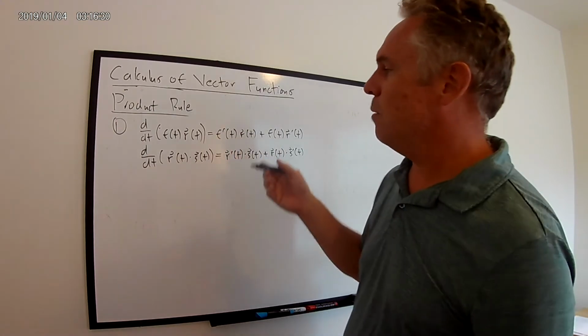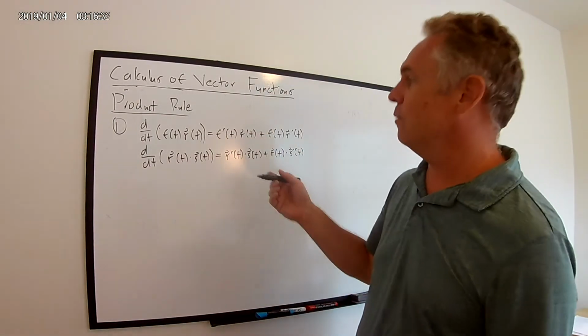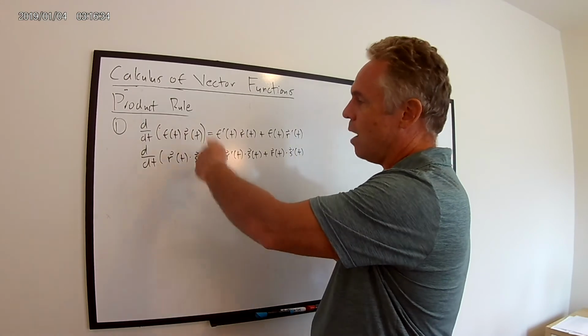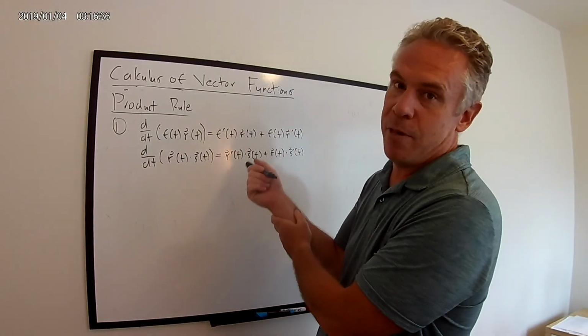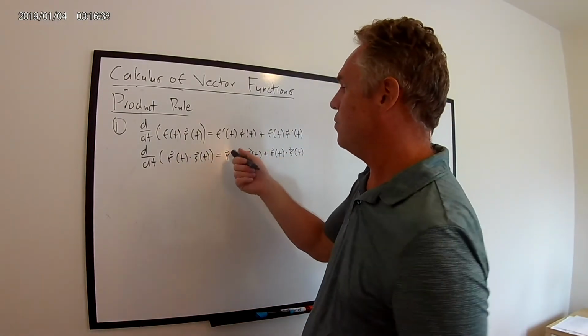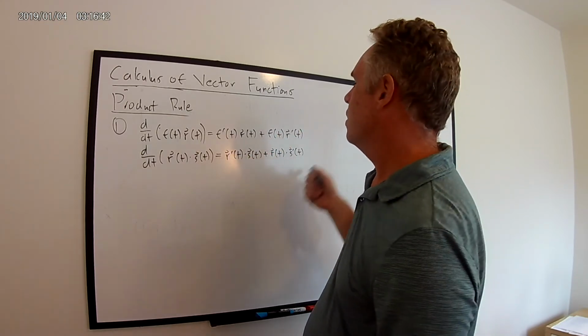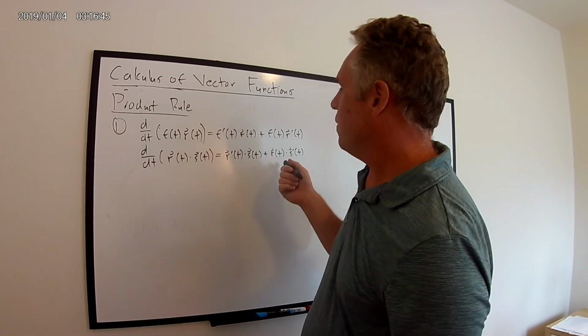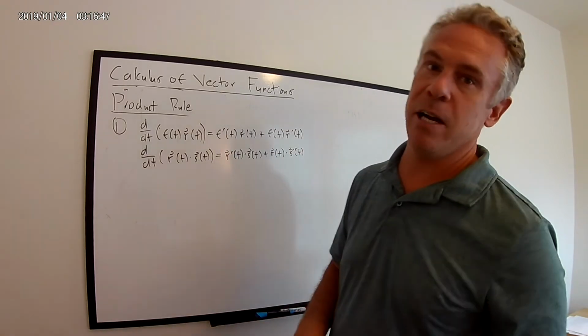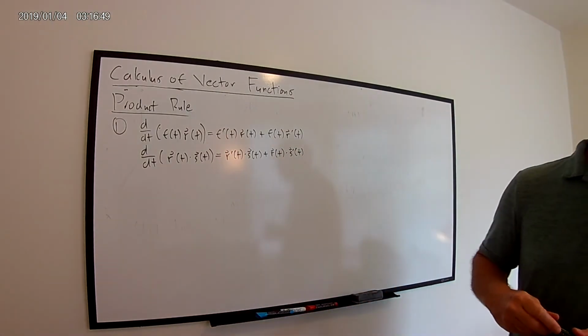And then there's also, I'm not going to write it down, a curl version where you have r crossed with s. And the rule is the same for that too. As we've seen here, you take the derivative of the first crossed with the second vector plus the first vector crossed with the derivative of the second vector. Hopefully that makes some sense to you guys.